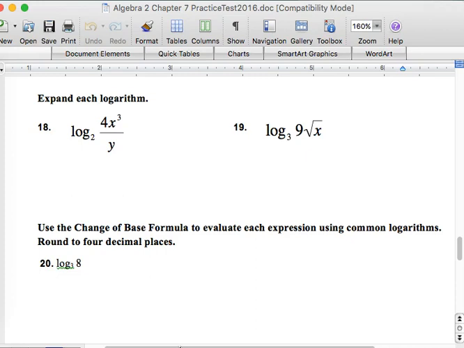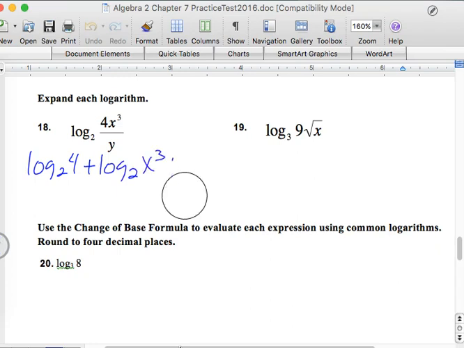Ready? What'd you do first? Split them all apart, yeah. And the big picture is we have division. Now, you guys are getting really good at this, so some of you are able to do all this stuff in one step and say logarithm base 2 of 4 plus logarithm base 2 of x cubed minus logarithm base 2 of y. In fact, some of you did the powers along the way too.